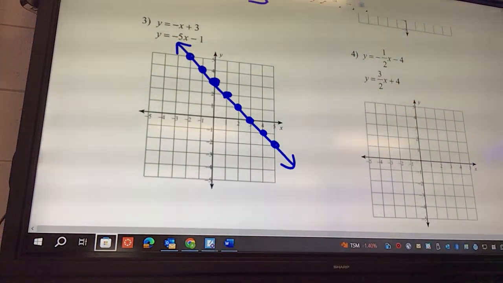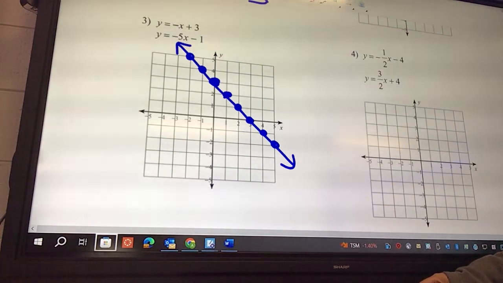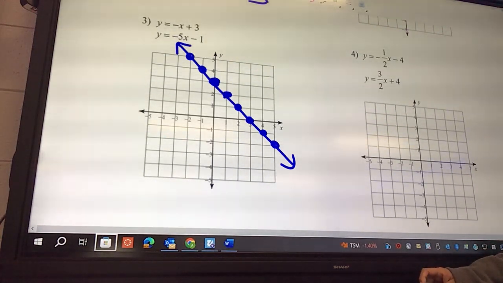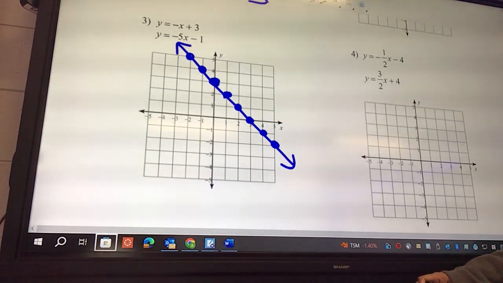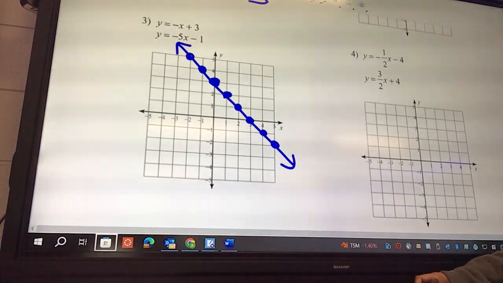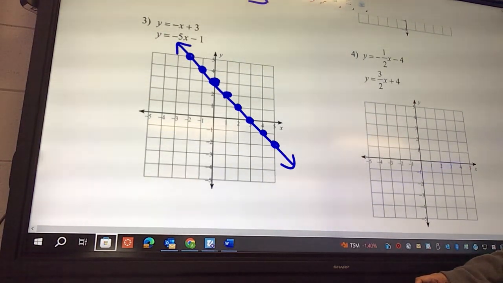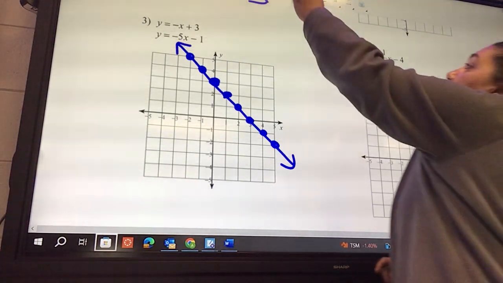Line 2, you should make all the dots. However, I only require you to make enough dots until they intersect, and then you can be done. So line 2, we just make barely enough. On number 3, on line 2, where does that one start out at? -1. So we're going to go to -1 and put our dot.